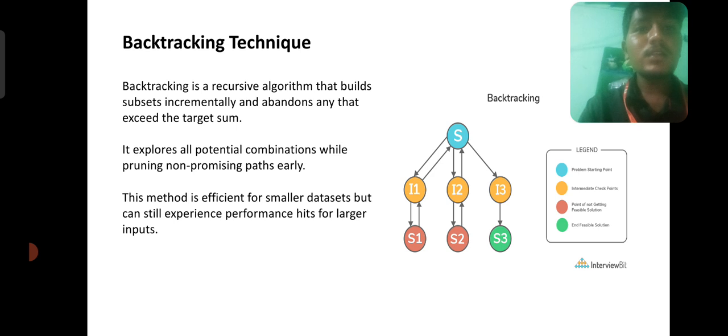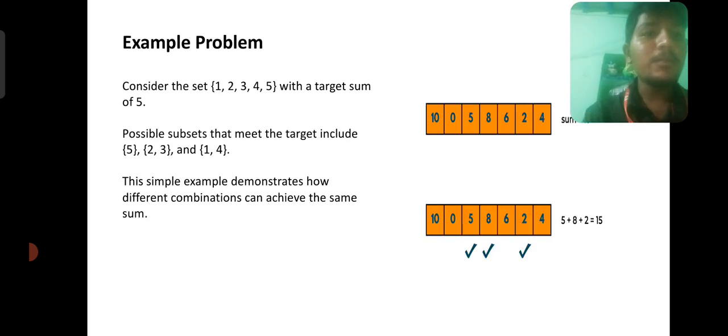Backtracking technique. The backtracking technique is a recursive algorithm that builds subsets incrementally and abandons any that exceeds the target sum. It explores all potential combinations while pruning non-promising paths early. This method is efficient for smaller data sets, but it can still experience performance hits for large inputs. In the figure, we see a backtracking diagram.